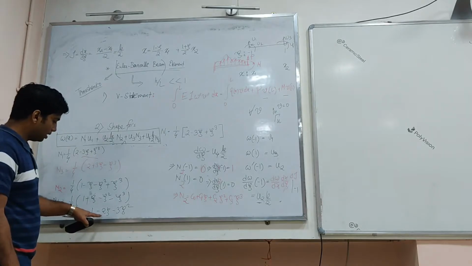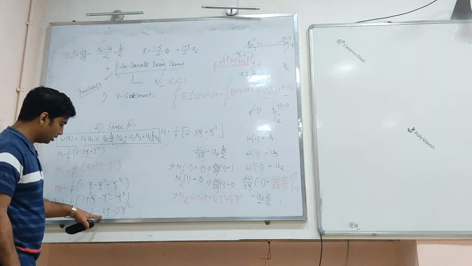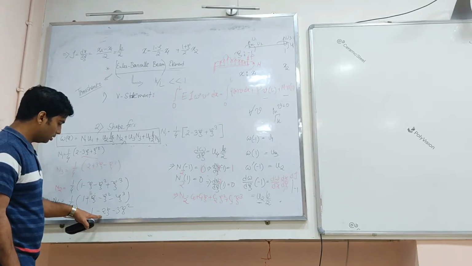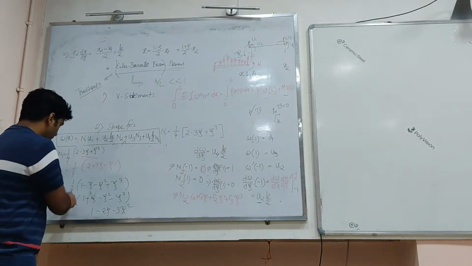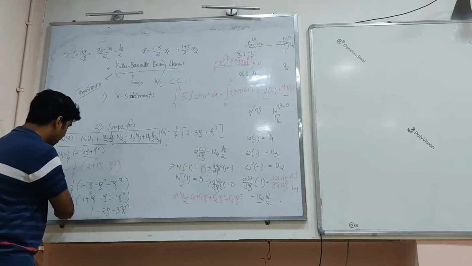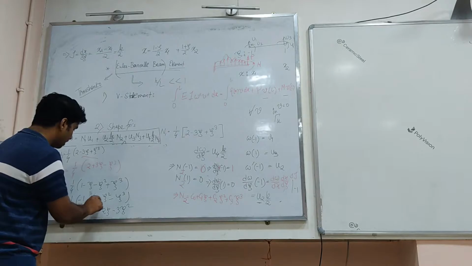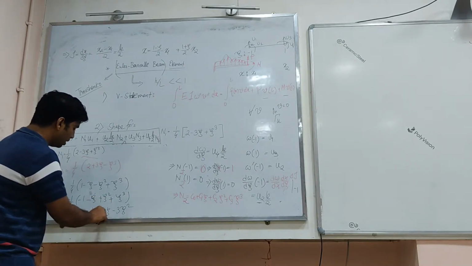So if I take xi equals 1, it should come to 1. Is it so? No, it's not coming to 1, it's coming to minus 1. Okay, so basically it is minus 1 minus xi plus xi squared plus xi cube. Yeah, so minus, plus, plus.